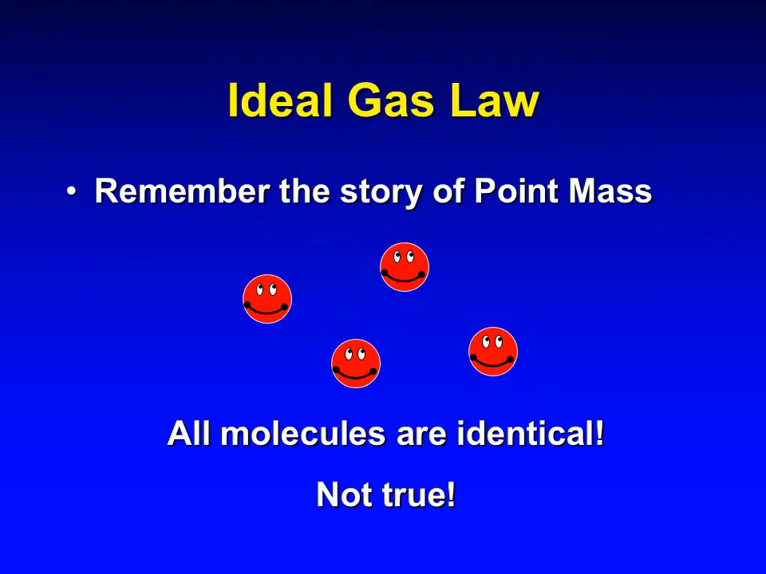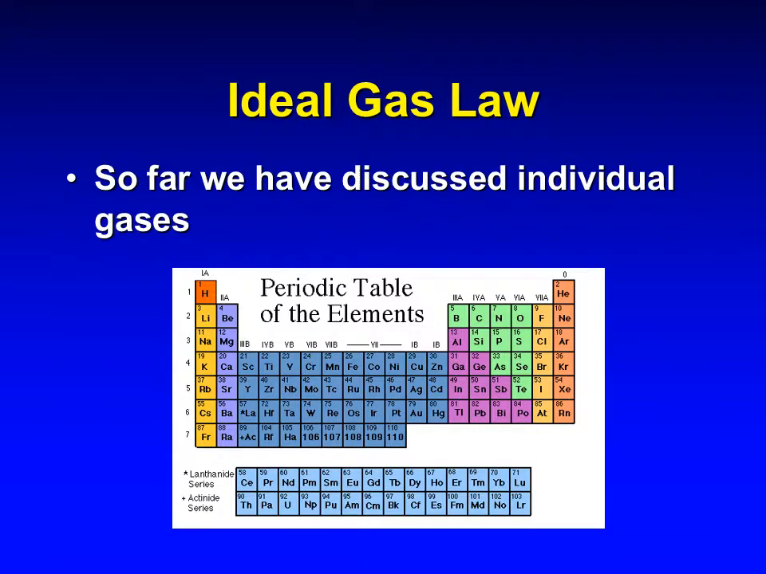So when we discussed the kinetic theory of gases, we looked at the story of a molecule named Point Mass. And we said that Point Mass had many other molecules just like him. In other words, we're talking about a gas that was made up of only one element, so the molecules were all the same. And that's not necessarily true. Sometimes we do have gases that are a mixture. What we've been discussing with the ideal gas law is a gas that is made up of only one element.